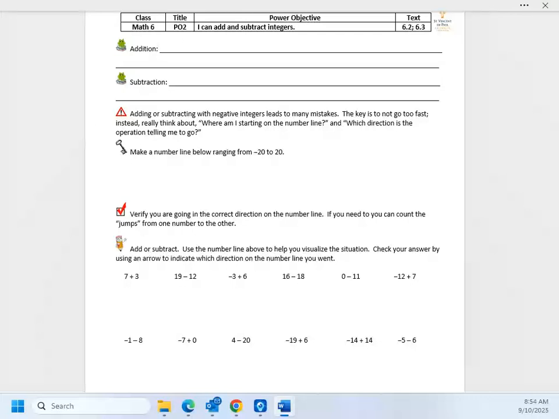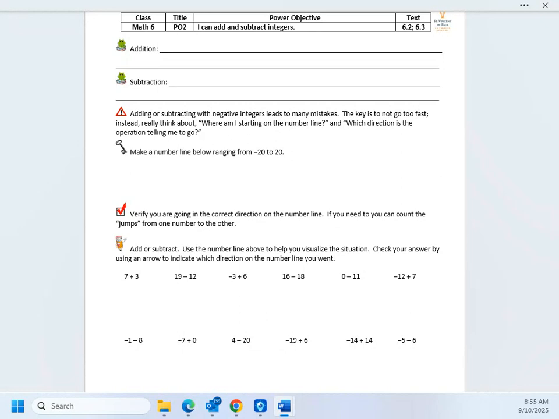Good morning. Today we are moving on with our math. We are working on PO2. Yesterday we talked about those integers and the opposites and the absolute values. Today we are working with those and adding or subtracting those integers. So, things that we need to know.